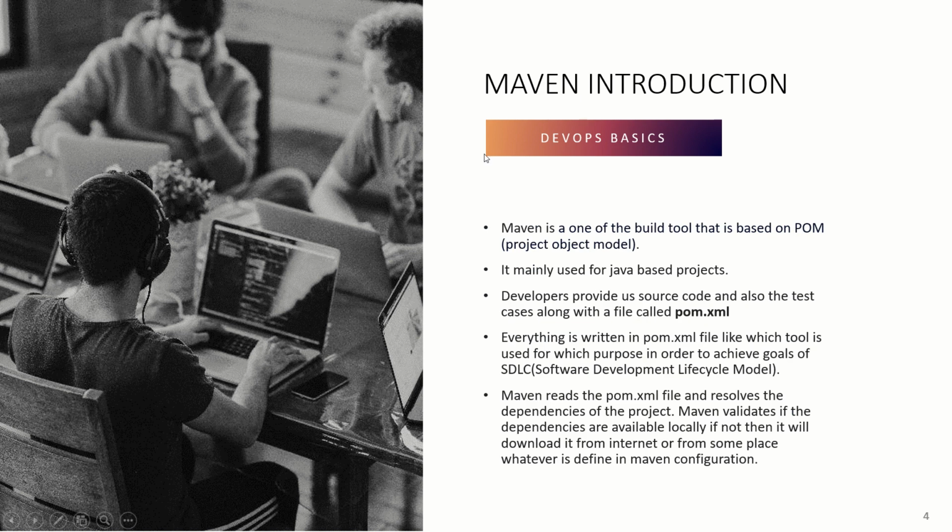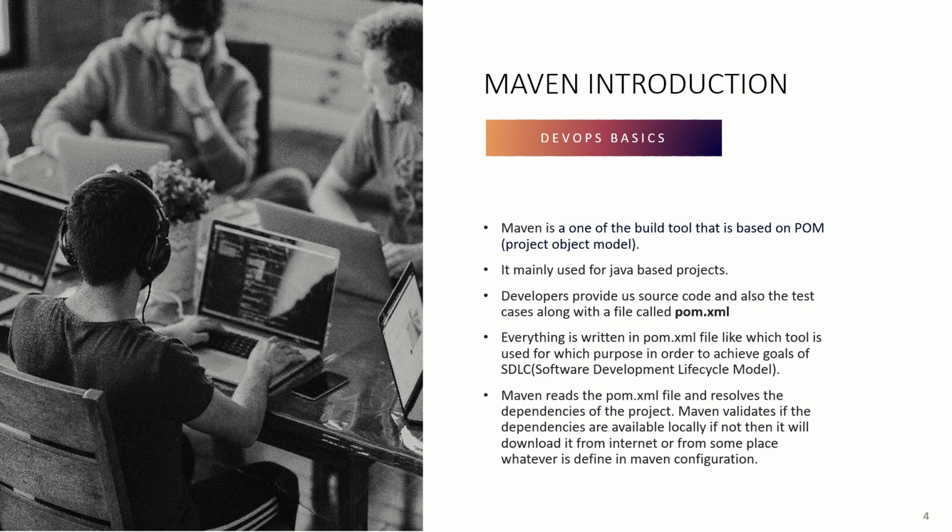So what Maven basically is, Maven is one of the build tools that is based on POM. POM is basically known as Project Object Model. Maven is one of the tools that we mainly use for Java based projects. Developers provide us source code and also the test cases. Along with that, they also give us one file which is known as pom.xml.